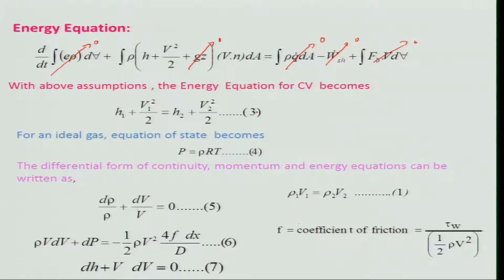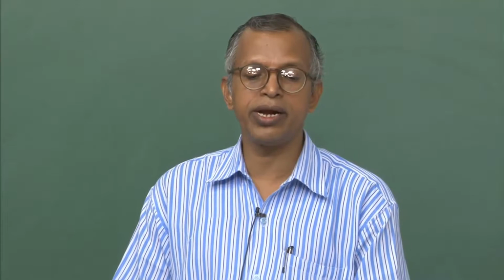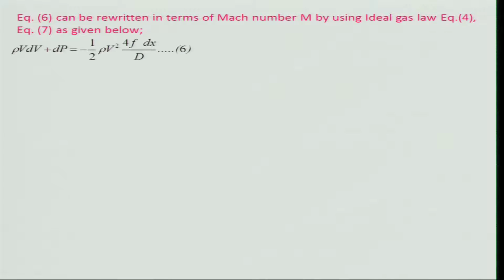And the energy equation 3 becomes dh + V dV = 0. This we have seen earlier; you can see very easily from equation 3 that equation 7 we can get. Now, we need to look at these expressions and see how we can proceed. So, equation 6 can be written in terms of Mach number, using the ideal gas law of equation 4. That means, if you look at it, I have ρV dV + dP = (1/2)ρV² 4f dx/d.